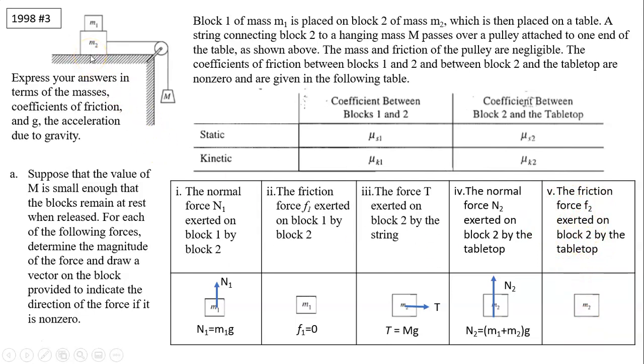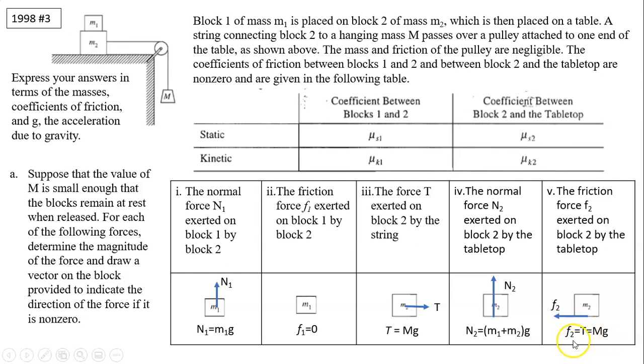Next one, the friction force F2 exerted on block 2 by the tabletop. M2 is not moving, but in this case, there is a friction. The reason for that is because there is a force, tension, pulling M2. If there were no friction, M2 would be moving. So M2 is at rest because there is a static friction preventing M2 from moving. So the friction force on M2 should be equal to tension. And we know the tension already, tension equals Mg. So F2 equals tension equals Mg.